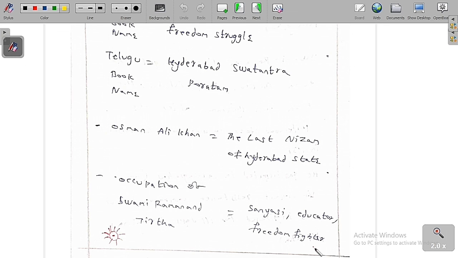In English, the book name was Memoirs of Hyderabad Freedom Struggle. In Telugu, the book name was Hyderabad Swatantra Poratam. And Osman Ali Khan was the last Nizam of the Hyderabad state. And the occupation of Swami Ramanand Tirtha: he was basically a sannyasi, an educator, and also a freedom fighter. So these are some of the facts of Swami Ramanand Tirtha.